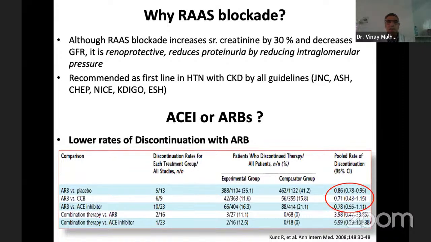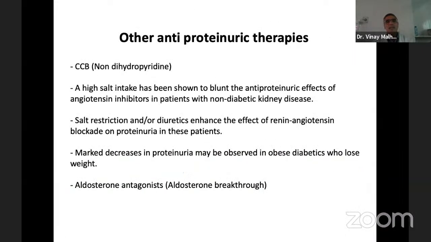And what about among ACE inhibitors or ARBs? We have seen that there are lower rates of discontinuation with ARB as compared to ACE inhibitors, because with ACE inhibitors, you can have some complication like dry cough. What are the other anti-proteinuric therapies? First of all, why are we worried about the proteinuria? Remember, proteinuria is not only a diagnostic marker, it is a prognostic marker also. So if your patient is having more proteinuria, progression of disease will be faster.